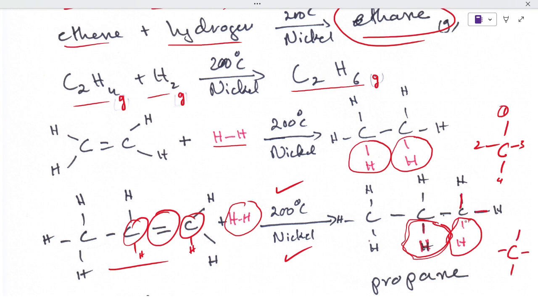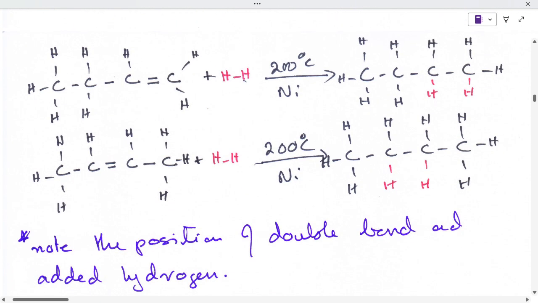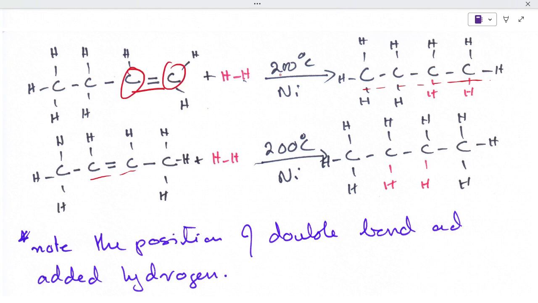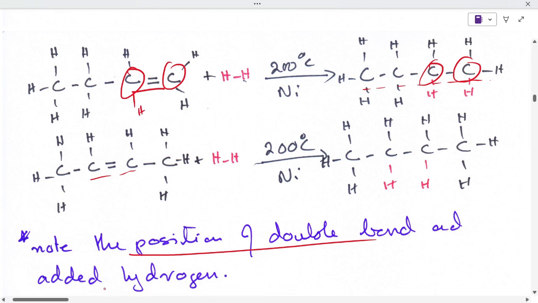Now second one, butene. Again there are 2 butenes as we have discussed earlier, a double bond between carbon 1 and 2. So it forms butane, and a double bond between carbon 2 and 3. Now the hydrogens are going to be attached to the places where there are double bonds. Make sure to write down the hydrogens at the proper place. Note the position of the double bond and added hydrogen.